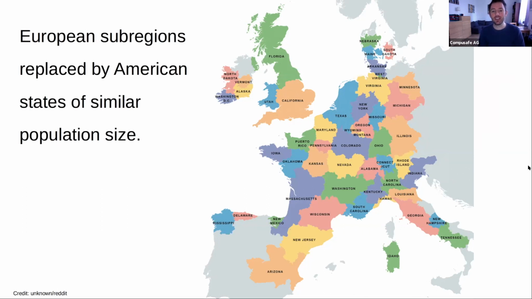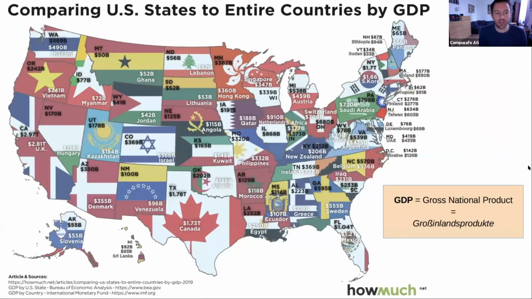All right, so let's look at another map that also shows the size of the United States. This is comparing US states to entire countries by GDP.